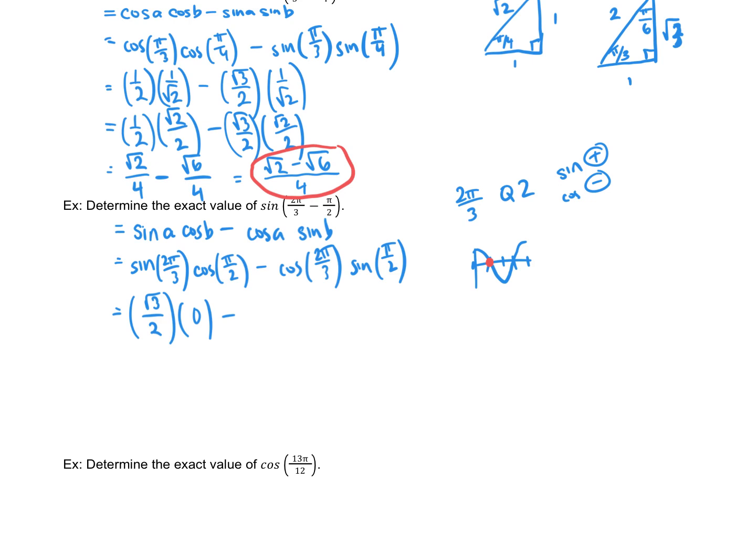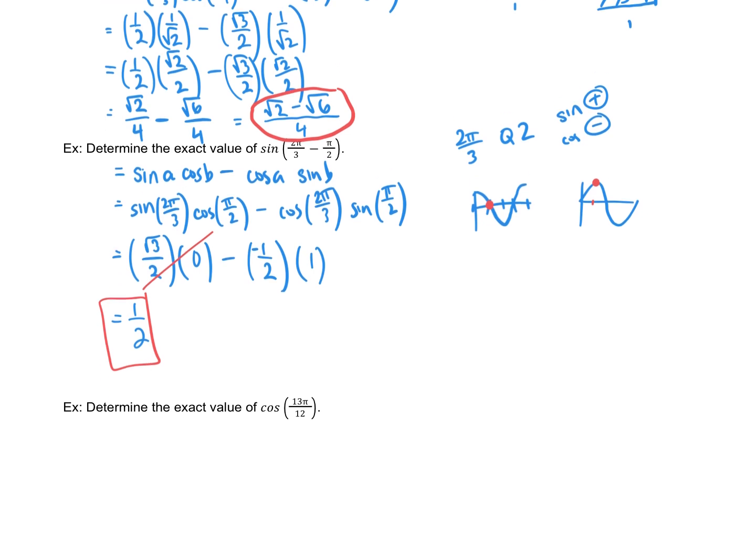Minus cos of 2 pi over 3. From pi over 3, adjacent over hypotenuse is 1/2, but in quadrant 2, cos is negative. And then for sine of pi over 2, again, I'm going to draw the base function. At pi over 2, sine is at its maximum value of 1. Now this is great because √3/2 times 0 is 0, so I don't have to worry about that. All I have to worry about is 2 negatives make a positive, and 1/2 times 1 is 1/2. And there is my exact value.